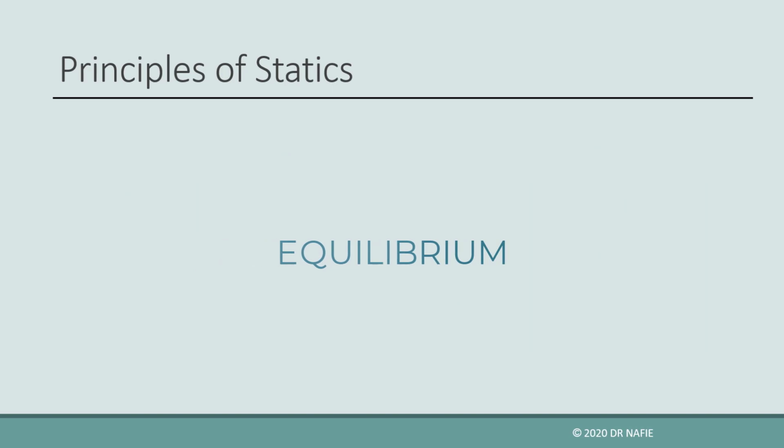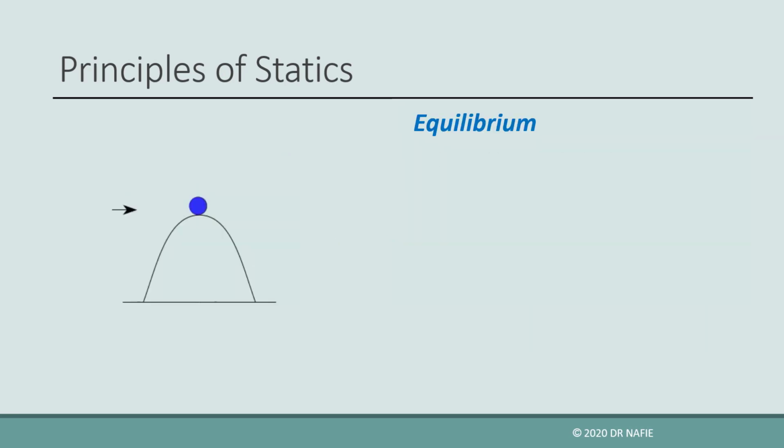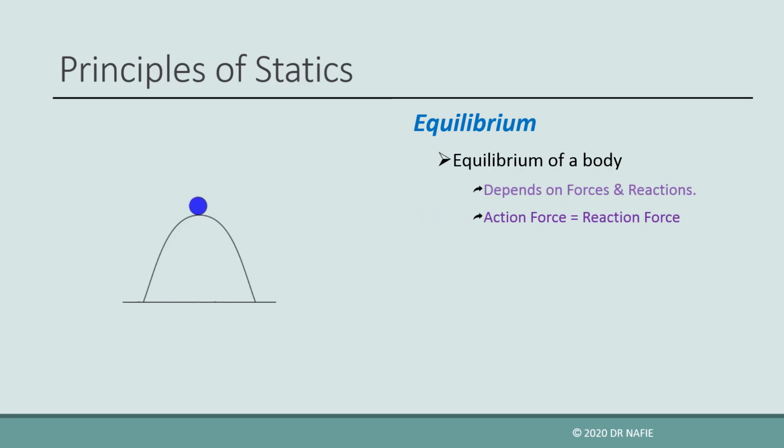What is equilibrium? Equilibrium is a state related to the forces and reactions acting on the body. It means the net sum of forces and reactions acting on the body is zero, and therefore the body is stationary.